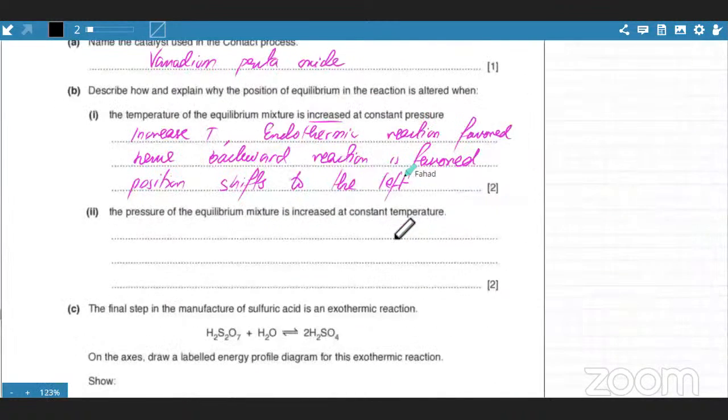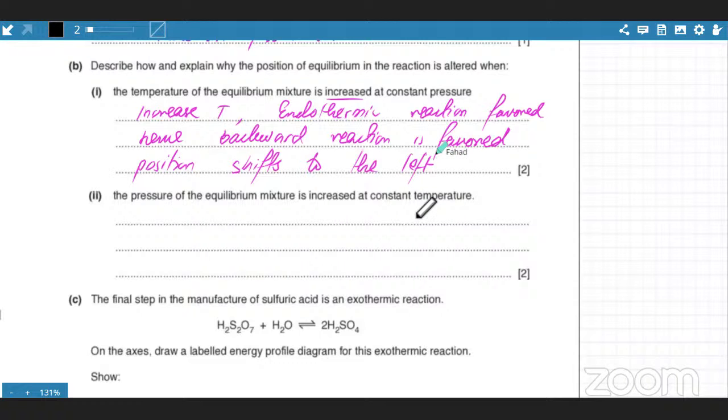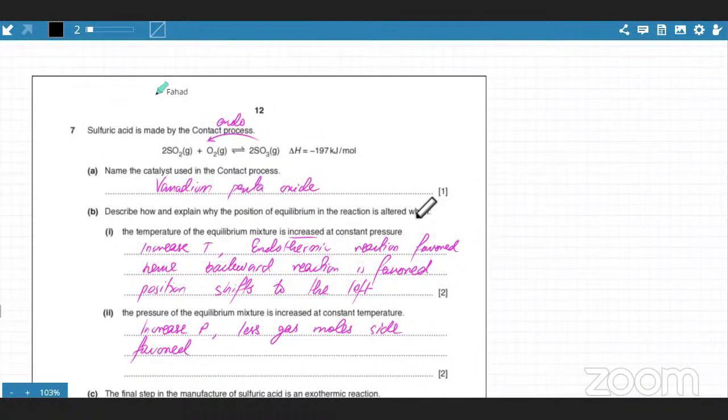The next part: the pressure of the equilibrium mixture is increased at constant temperature. So if you increase pressure, by Le Chatelier's principle, you're basically decreasing volume. You're squeezing the substance. So the side with fewer gas moles would be favored. If we go back and have a look, which side has fewer gas moles? This side has 2 moles of gas. The other side has, remember, count the moles of gas, 3 moles of gas.